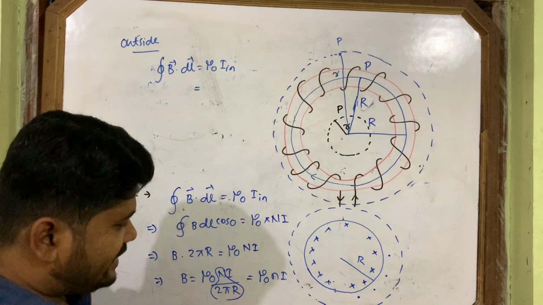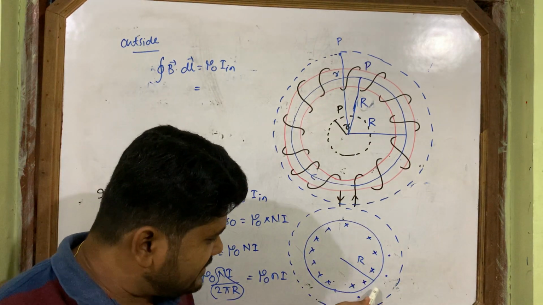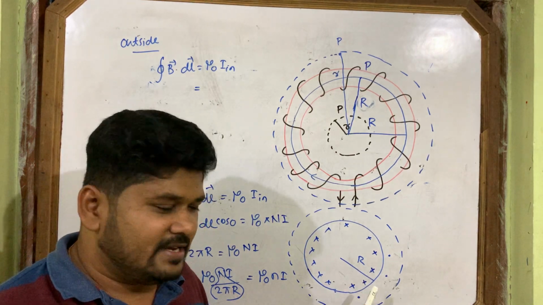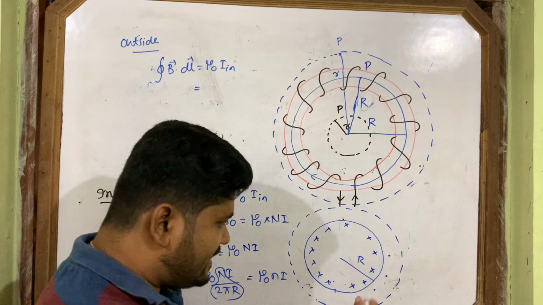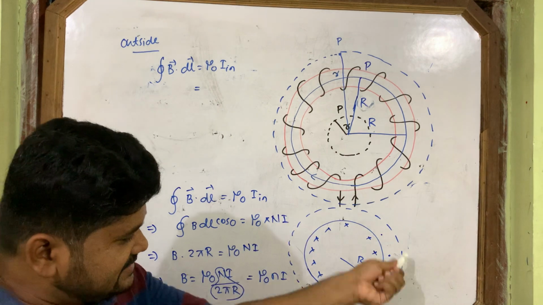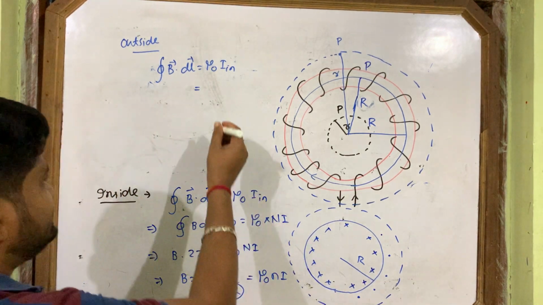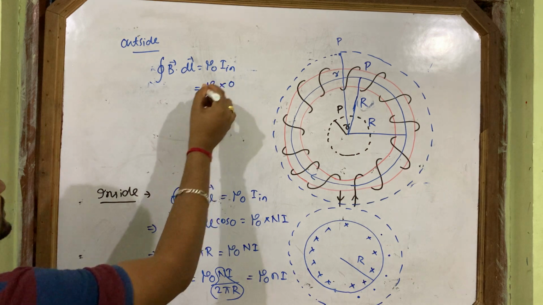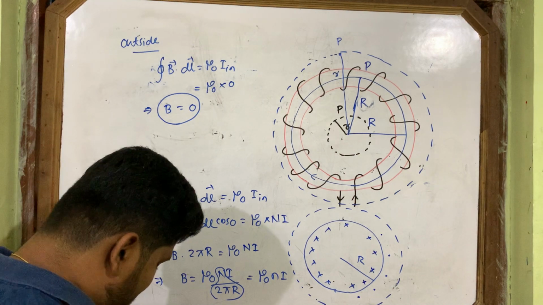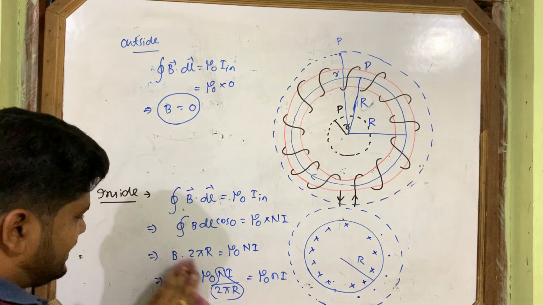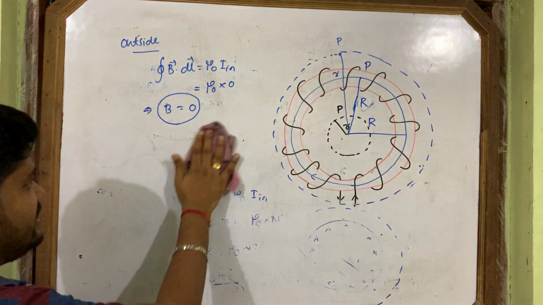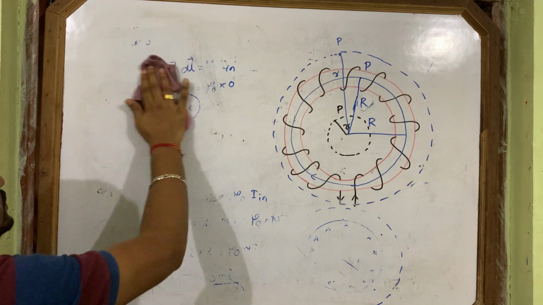Inside the Ampere loop it enters, and again inside the Ampere loop it comes out. The current cancels here, again cancels, again cancels. All this happens inside the Ampere loop, so net current will be 0. Mu naught I will be 0. If I is 0, then what is the magnetic field? It is 0. So this is about the magnetic field inside the toroid and outside the toroid, and the space enclosed inside it.